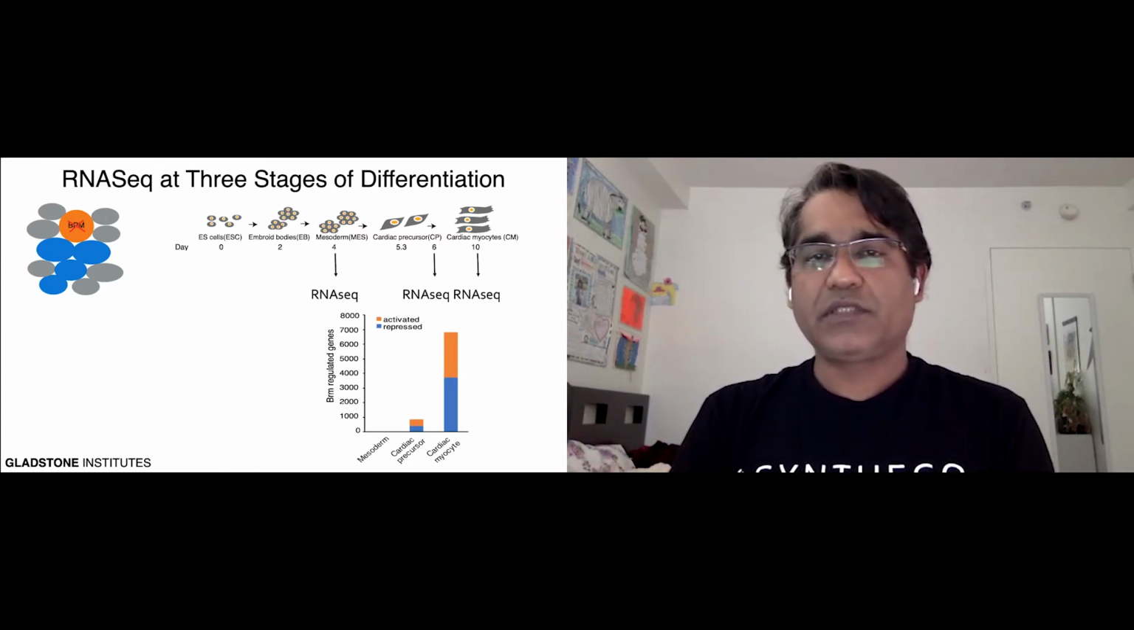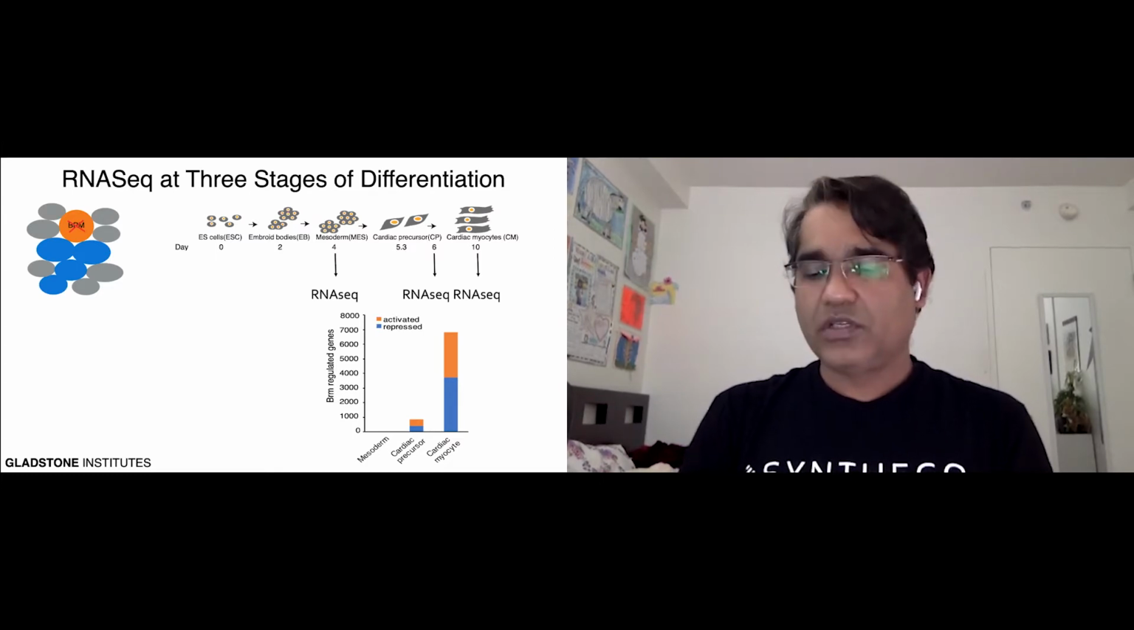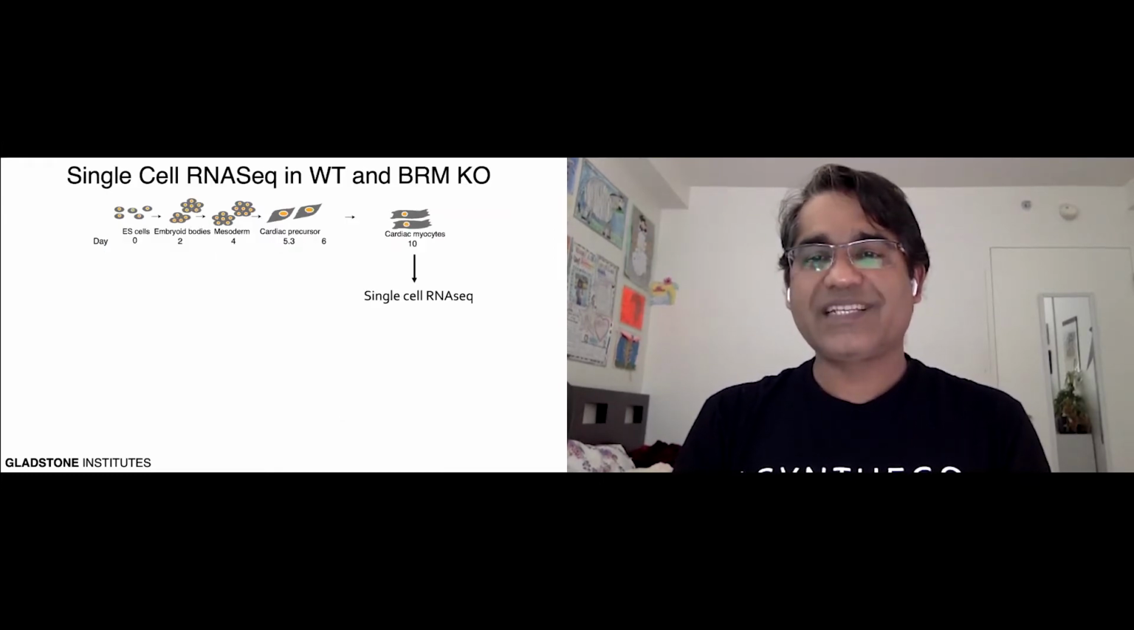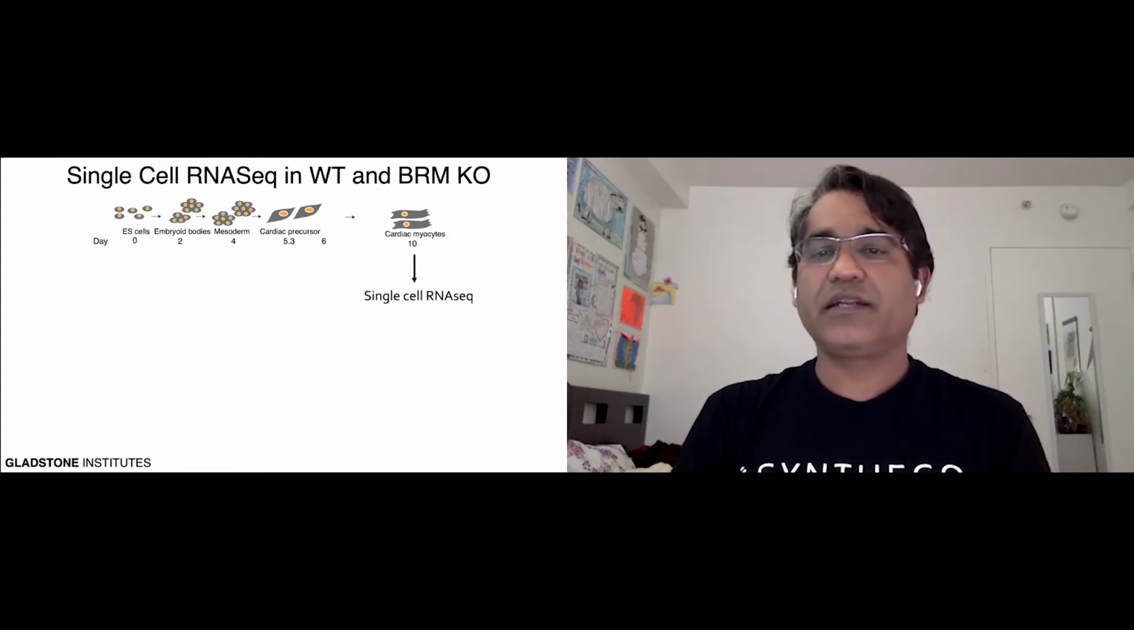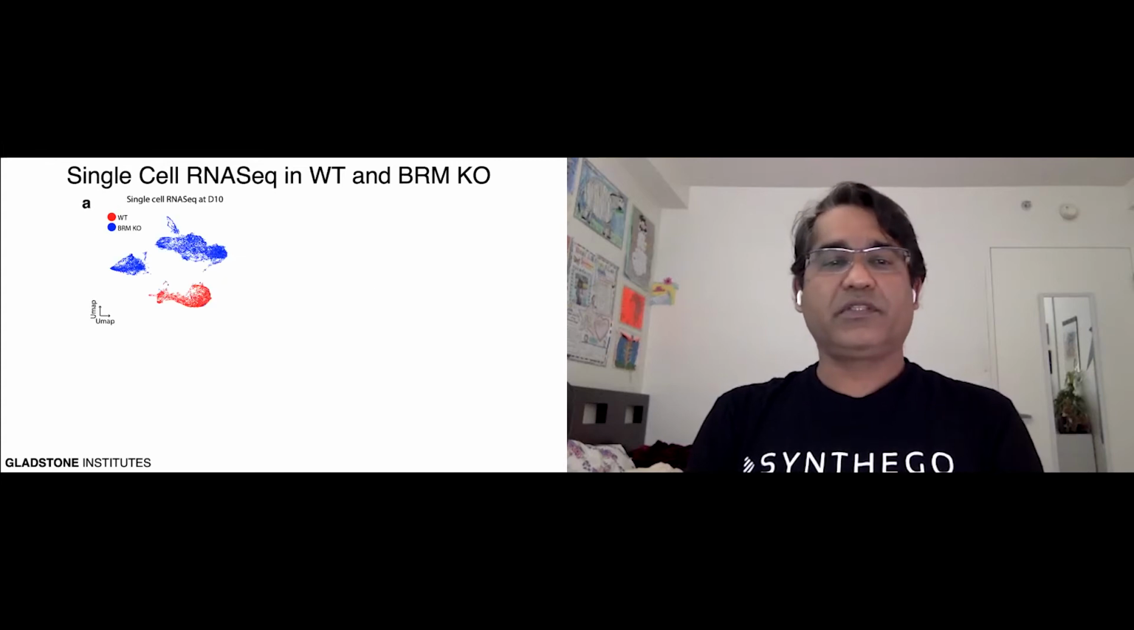So we didn't understand much from those gene expression data sets, and we wanted to know very clearly whether neural gene upregulation is a true thing or not. And for that, we did a single cell RNA-seq in wild type and BRM knockout cells at day 10 of cardiomyocyte differentiation.